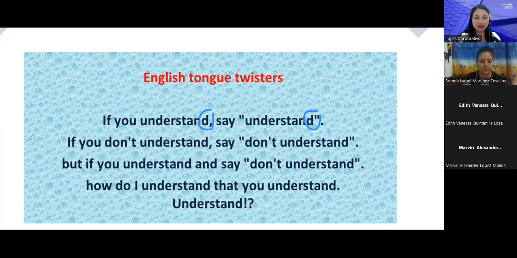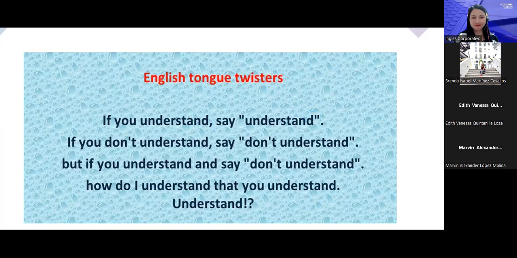Oh, please, Edith. If you understand, say understand. If you don't understand, say don't understand. Or if you understand and say don't understand, how do I understand that to understand? Understand? Understand. Okay, great intonation. Great job. I like it.